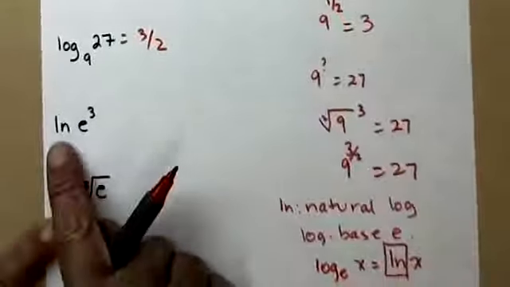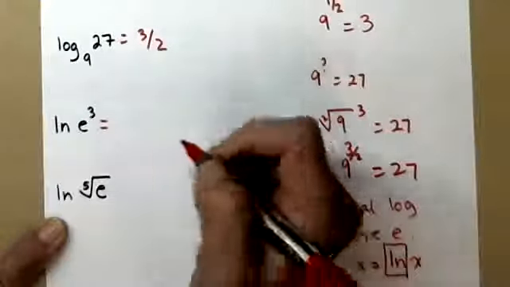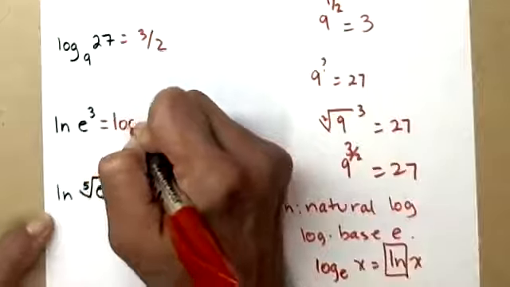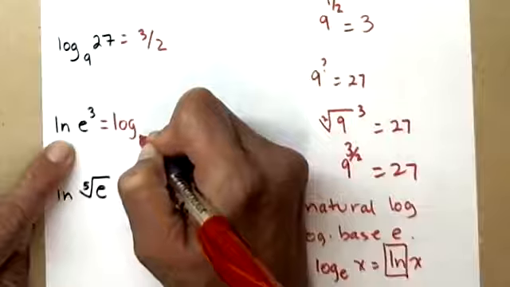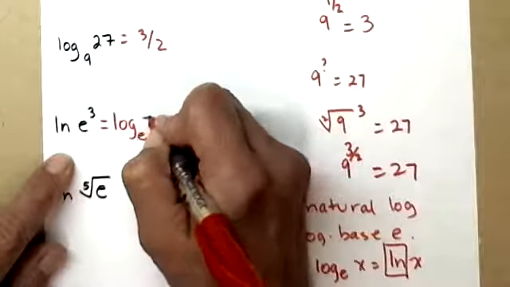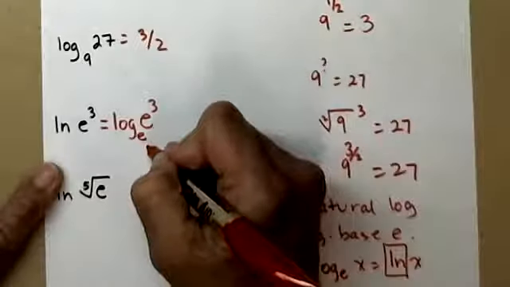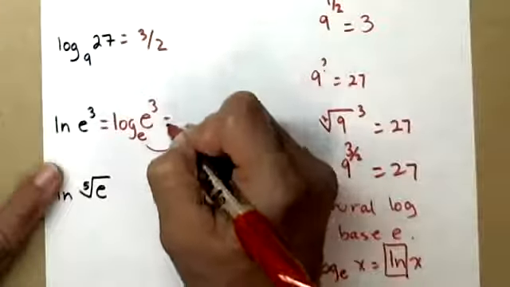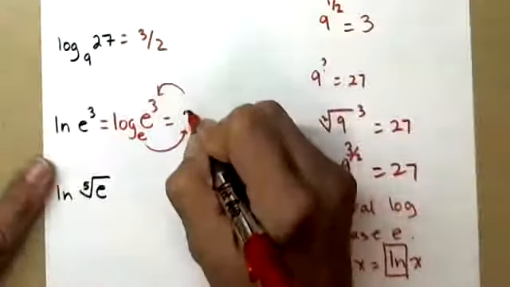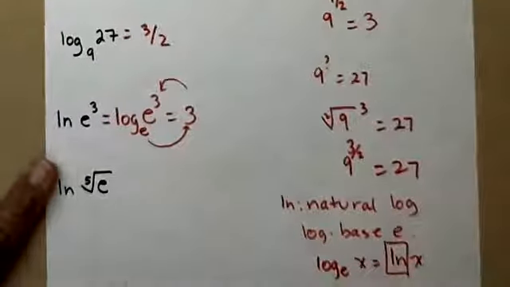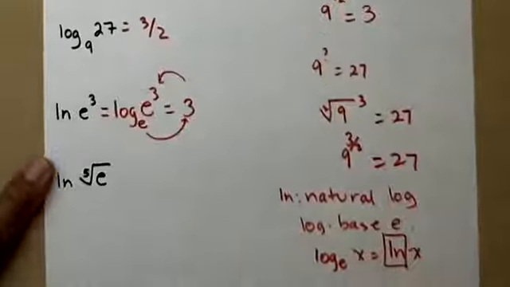So if I have the natural log of e to the 3rd, it might help you, just like that base 10 power we had before, if instead of writing the ln, we write log base e. My argument is e cubed. So the base raised to what power gets me e cubed? Exactly, 3. E to the 3rd equals e to the 3rd.